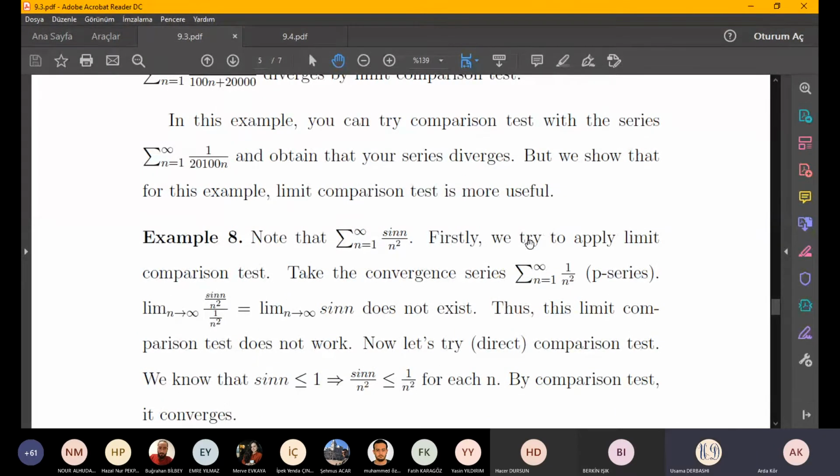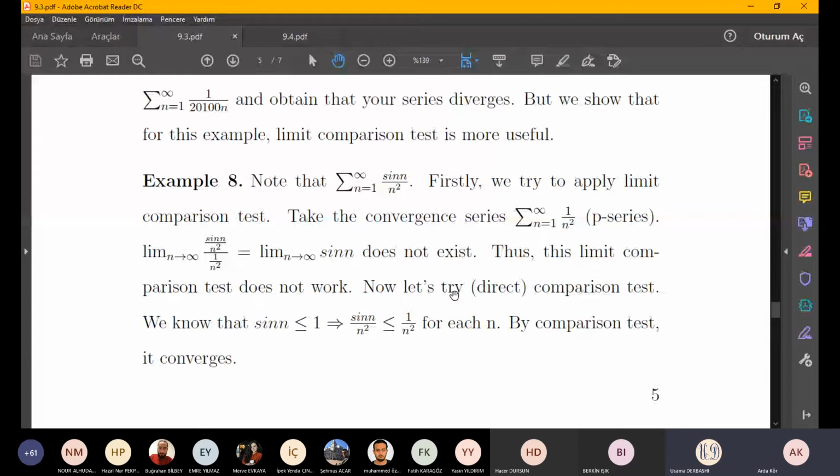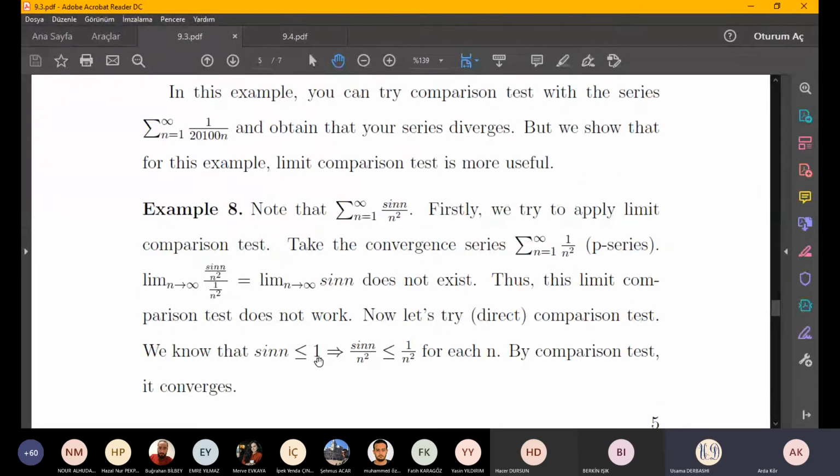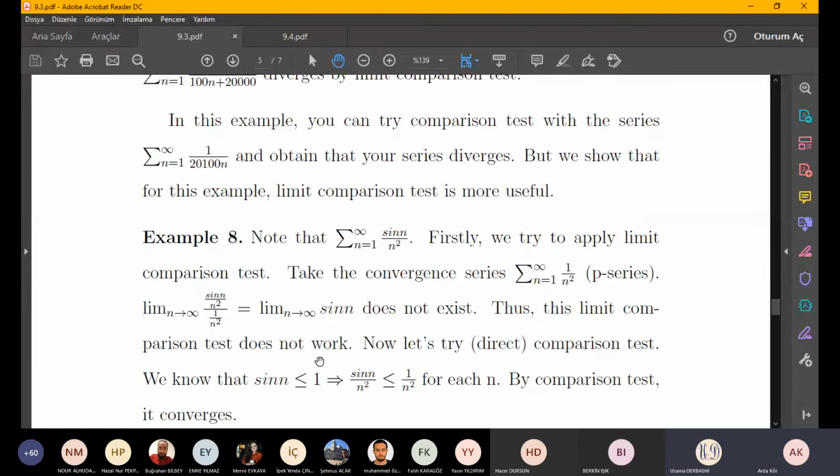Quick question. I remember that if we add a divergent series to a divergent series, we will still get a divergent series, right?